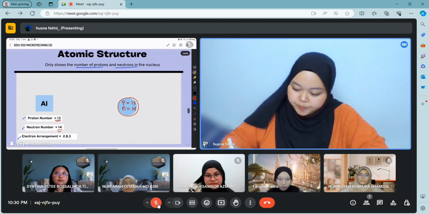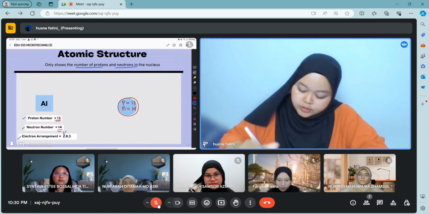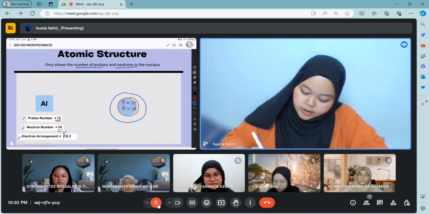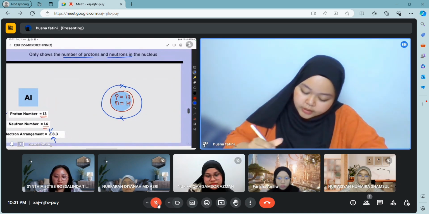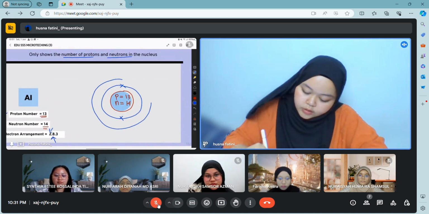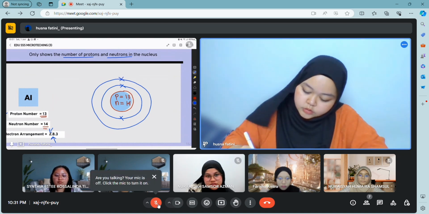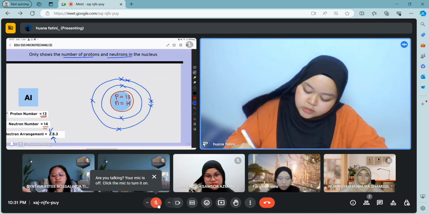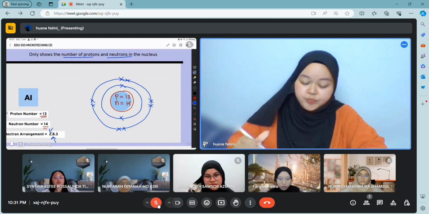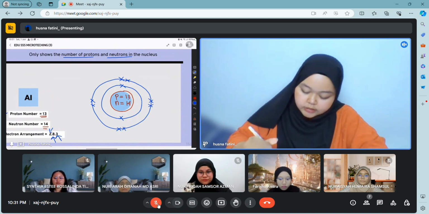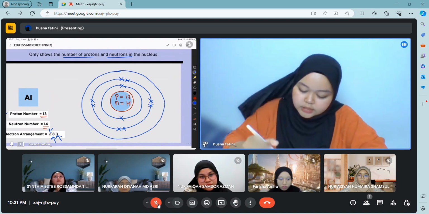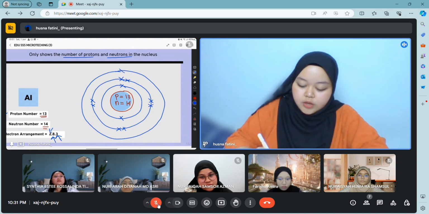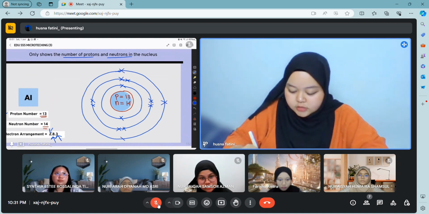For the first shell, there are 2 electrons, so write 1, 2. And for the second shell there will be 8 electrons. This is your shell: 1, 2, 3, 4, 5, 6, 7, and 8. And the last shell, which is the outermost layer, has 3 electrons: 1, 2, and 3.